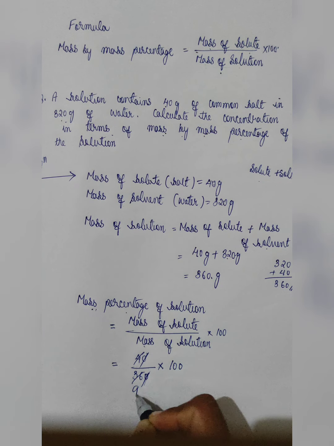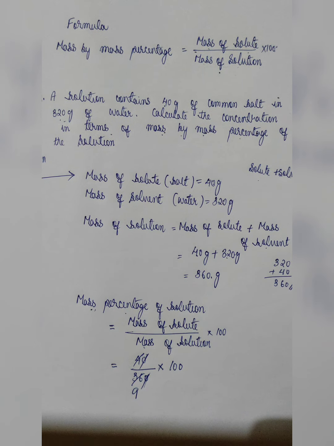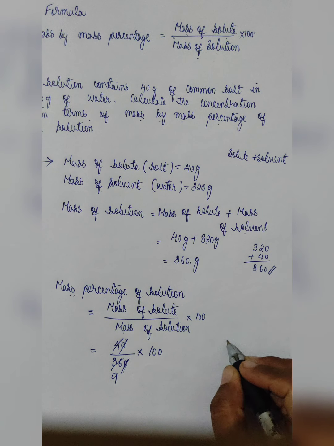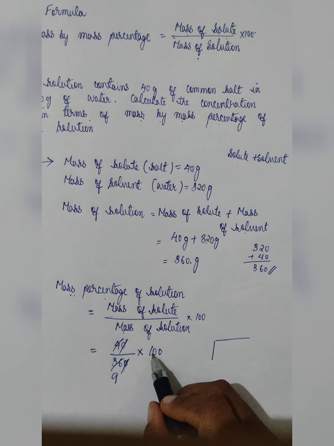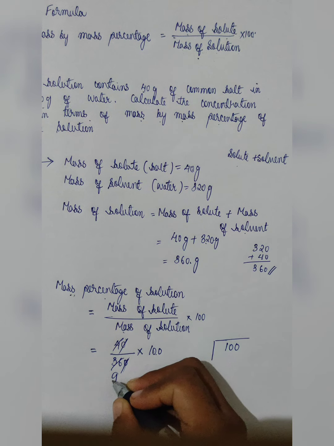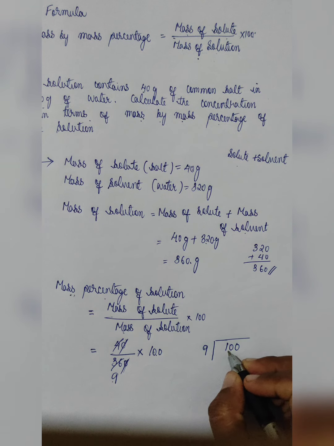4 9s are 36. So now you have to do your division. You will always do your division on your rough, that is your right hand side, but I'll just do it here so that it's visible. Here, whatever is present in the numerator will go inside and whatever is present in the denominator will go down. So here, 9 and 100.